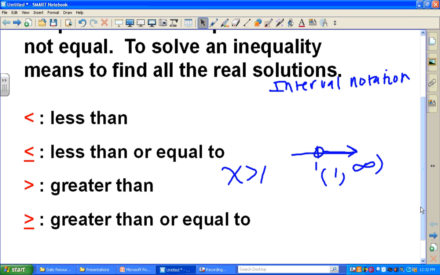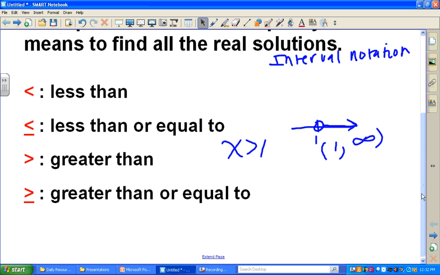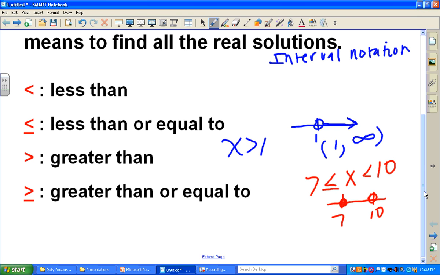So for instance, let's say you had 7 less than or equal to x less than 10. On the number line, we're just talking about how to write your solutions when you find the answers to the inequalities. Because a lot of kids have a problem with this, the first time they've seen it. So if it's 7 to 10, with a closed circle and an open circle, you'd write your answer in interval notation using a bracket, a 7, a comma, 10, and a parenthesis.